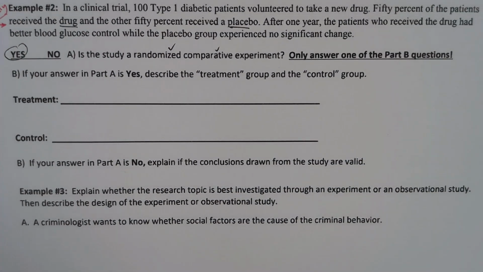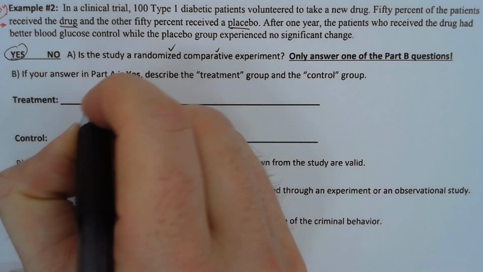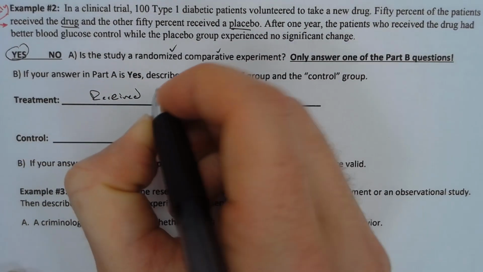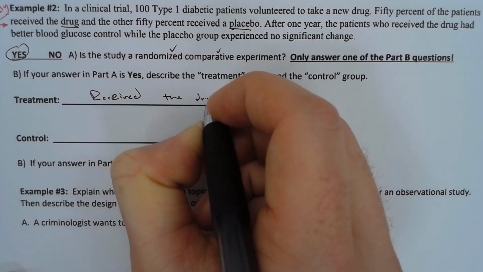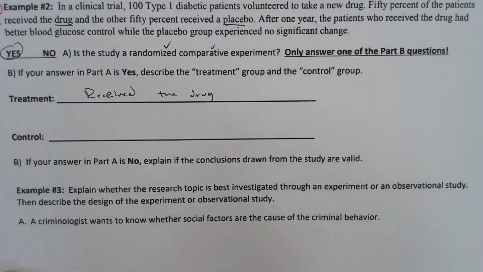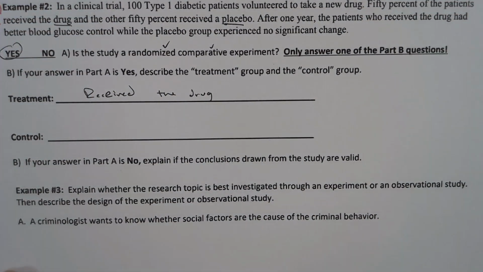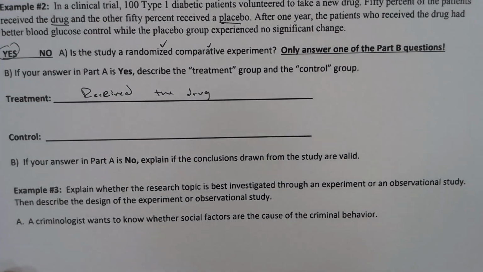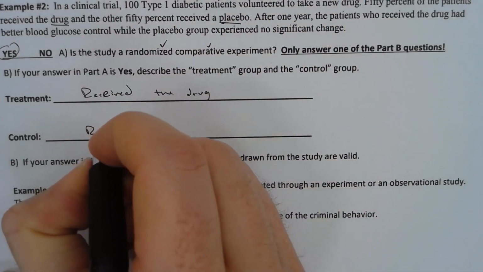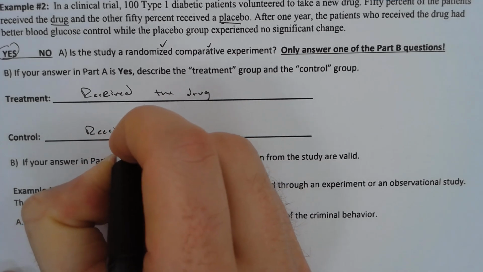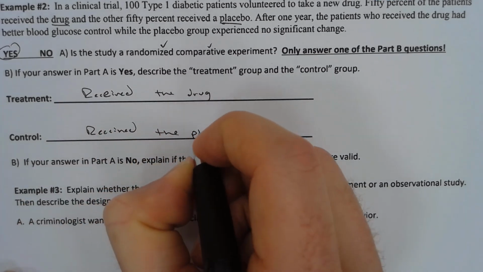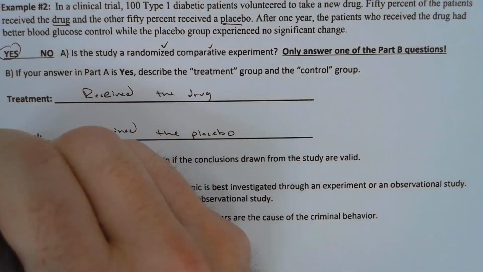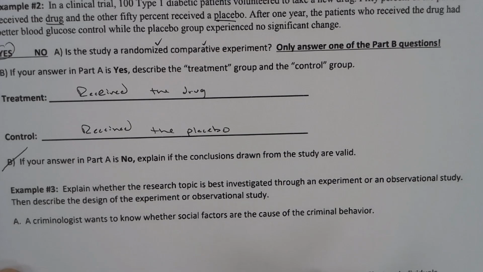So because of that, we can describe the treatment group. They received the drug. And the control is the ones where everything else is normal. They didn't even receive the actual drug. They received something that looked like the drug. They received the placebo. And so because our answer wasn't no, we'll cross it out. That's why I didn't give you any space.